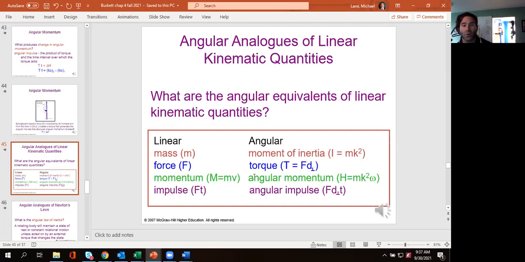Momentum, we can see the key difference between angular momentum and normal momentum is simply going to be that radius squared. And then finally, impulse is typically force times time. Angular impulse is going to be that force times the distance from the axis multiplied by time. So torque times time gives us angular impulse.